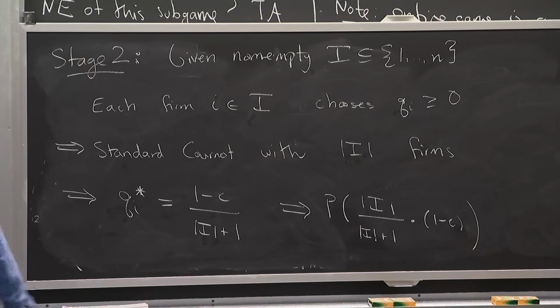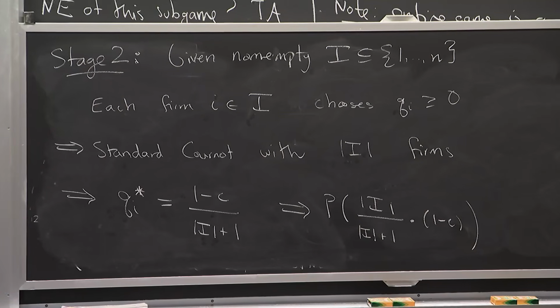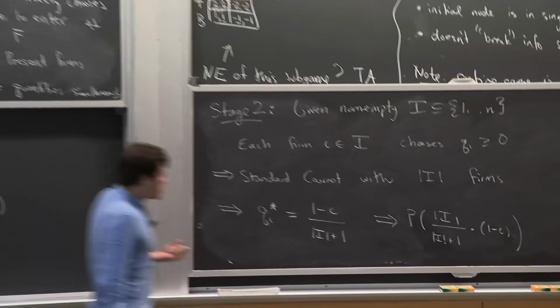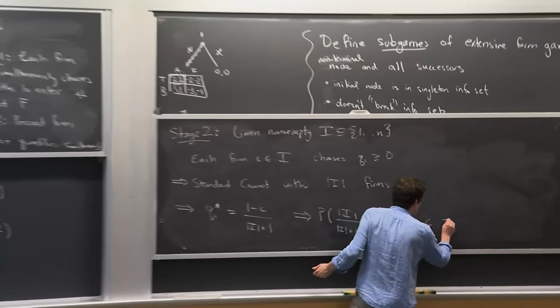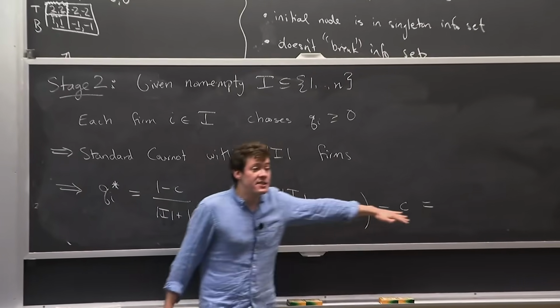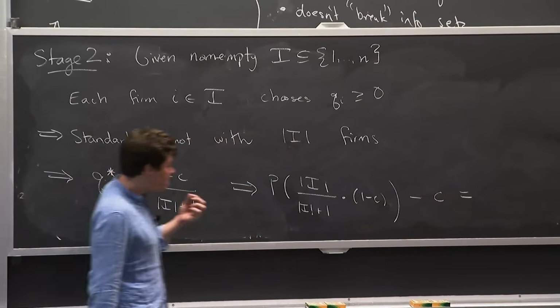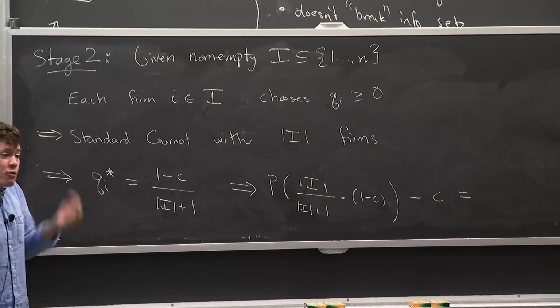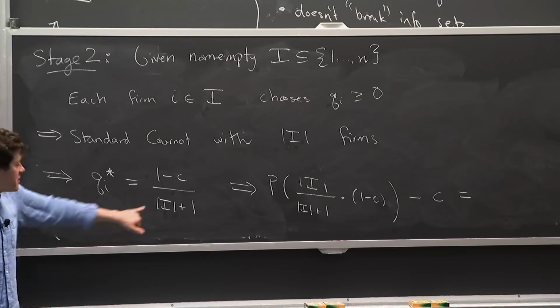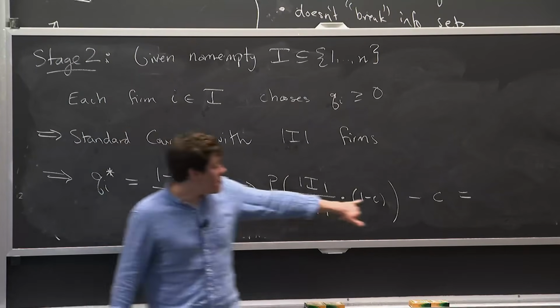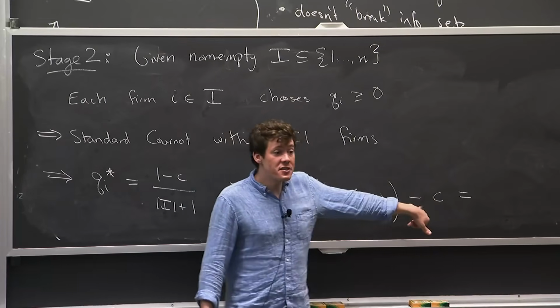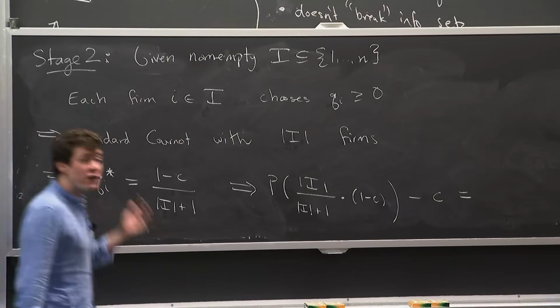And now, what is the formula for P? Maybe a cleaner way of doing it is we don't really just care about P, we care about P minus C, right? Because this is going to be the profit per unit that each firm gets. Because each firm is producing this amount. This is going to be the market price. This is the cost per unit. So the difference is going to be the profit per unit.